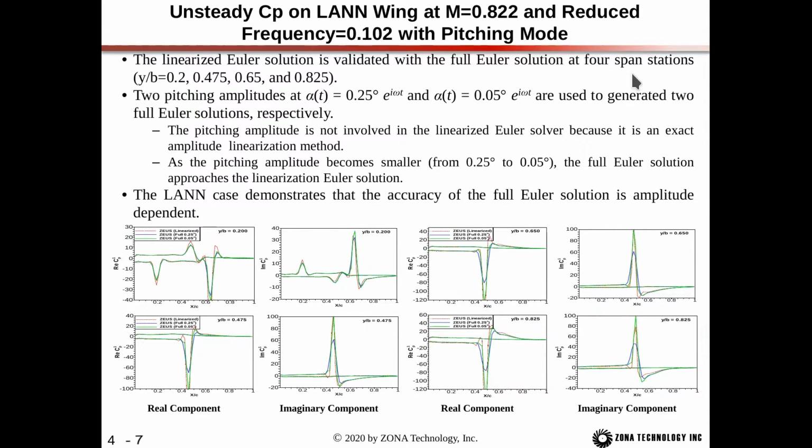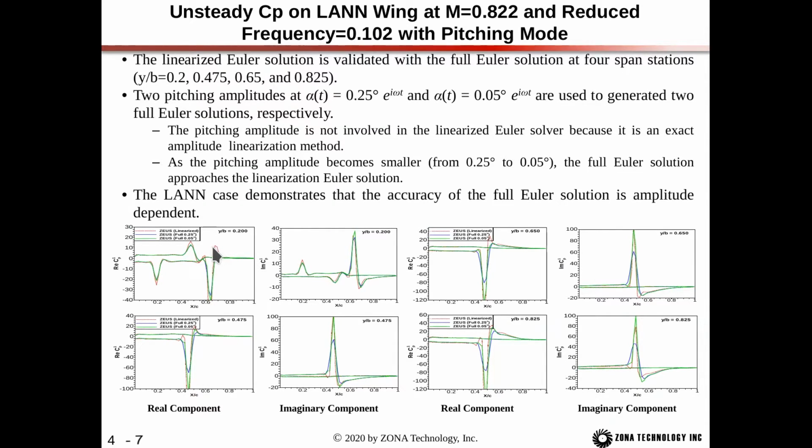We have 2 pitching amplitudes, a quarter of a degree and then 0.05 degrees. And these are used to generate the full Euler solutions. Now in the linearized Euler solution, the pitching amplitude is not involved because it's an exact amplitude linearization method. And now with the full Euler solution, we'll see as the pitching amplitude becomes smaller from 0.25 degrees to 0.05 degrees, the full Euler solution approaches the linearized Euler solution. And the LANN case demonstrates that the accuracy of the full Euler solution is amplitude dependent.